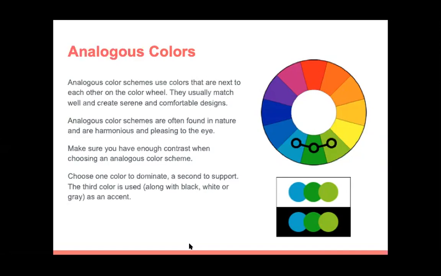Choose one color to dominate, a second color to support. The third color is used along with black or white as an accent. So you can see here the green, and then the light blue and the lime green are the three analogous colors.